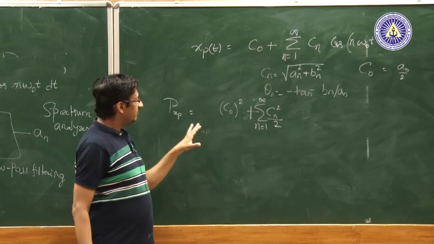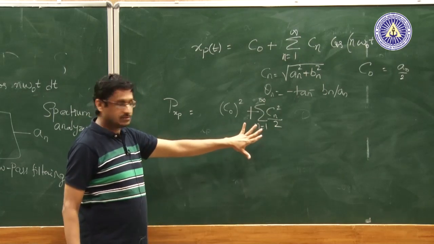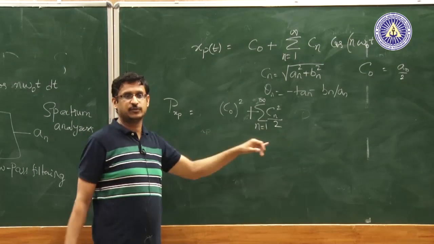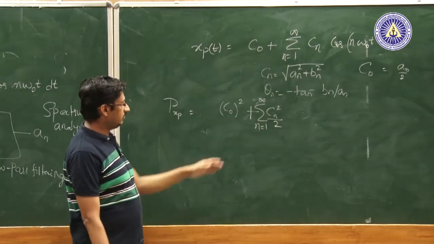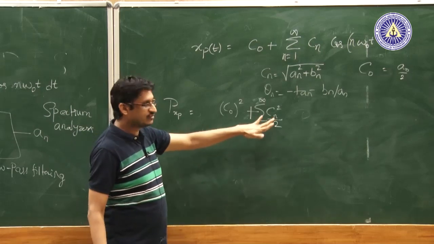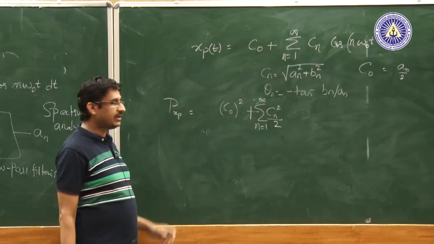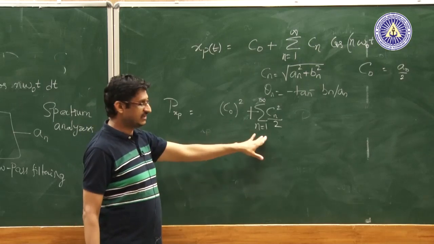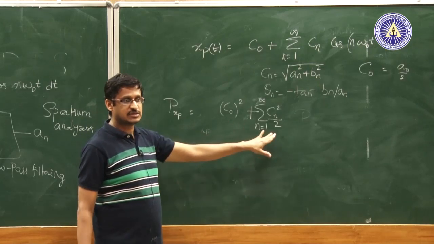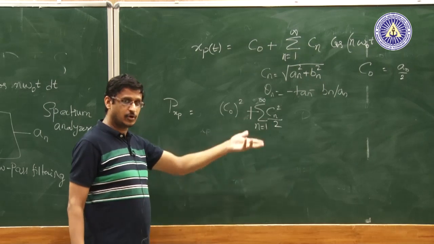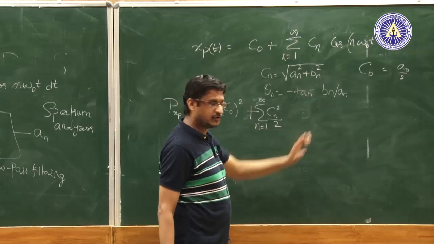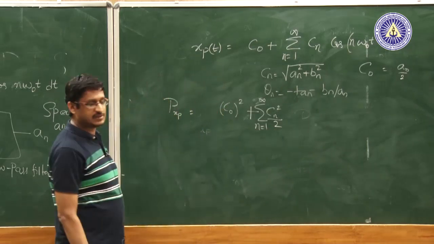This idea of power and the Fourier components, or the Fourier series coefficients, is very important. This is for the continuous time periodic signal. You will see a similar relationship for the continuous time aperiodic signals as well. This is for the periodic signal, and a similar relationship will be there for the aperiodic signal as well.